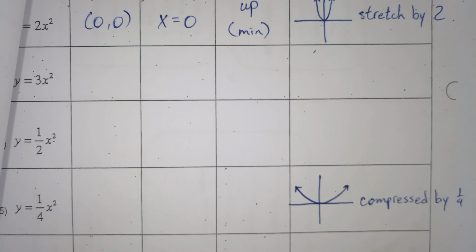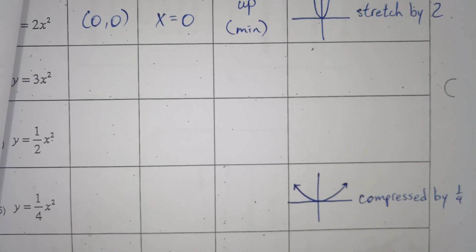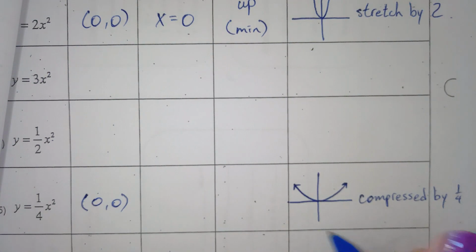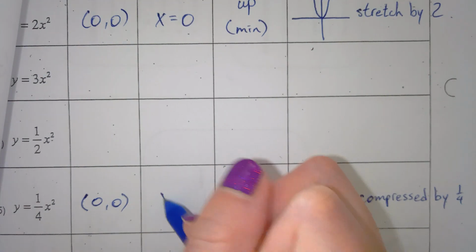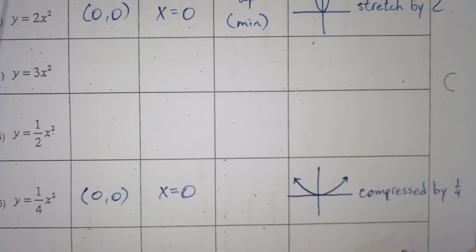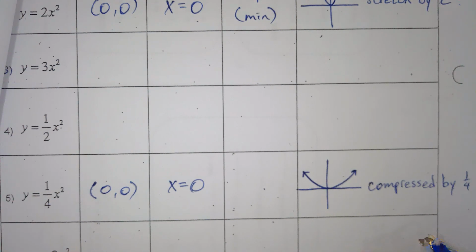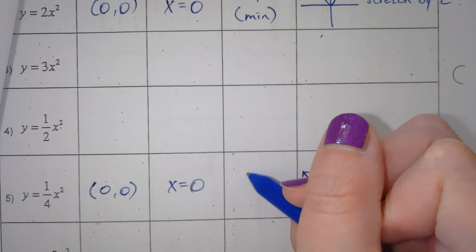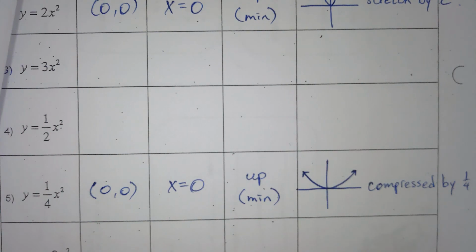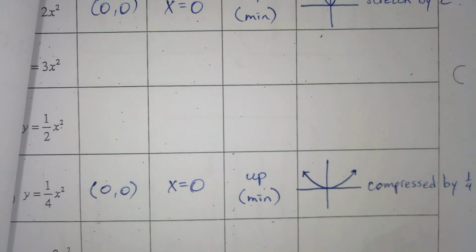Okay. What's my vertex? 0, 0. Where's my axis of symmetry? X equals 0. Does it open up or open down? Up. And so it's a min or max? If it's up, that's a minimum. Okay.